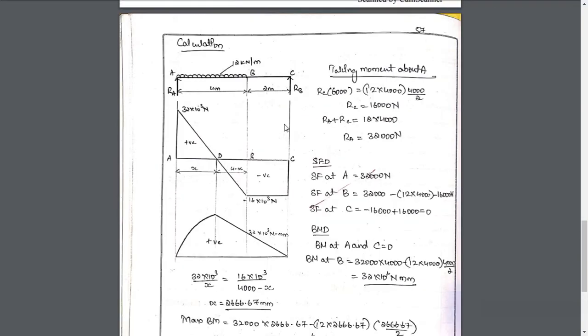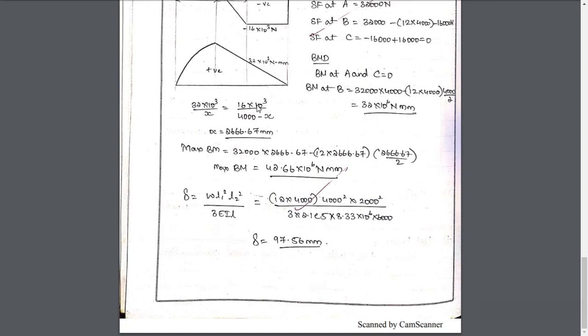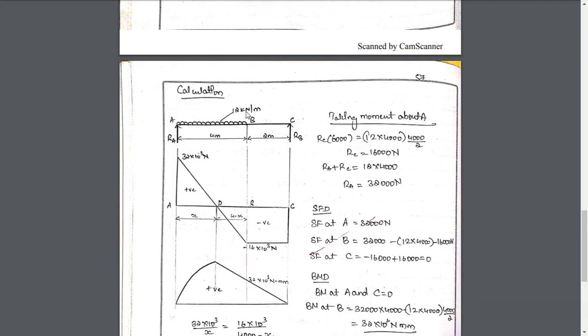Okay, see, this is the calculation part. They have given reaction forces, that is we need to find out RA, RB. They have given the load of 12 kilonewton per meter. See, first let us find out the deformation. The deformation is given by delta is equal to W into L1 square L2 square divided by 3EI into L. Here the value of W is 12 kilonewton per meter.